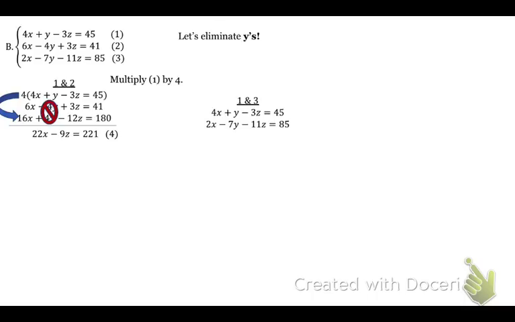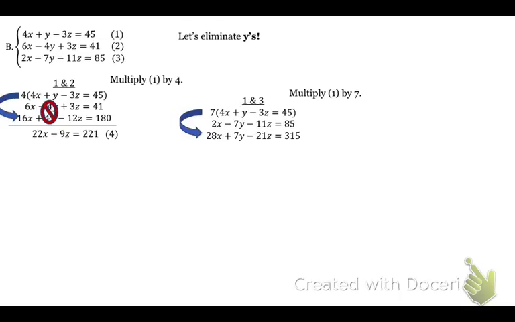Now let's look at equations 1 and 3. I'm going to multiply equation 1 by 7. So that's going to be 7 times 4x plus y minus 3z equals 45. So you get 28x plus 7y minus 21z equals 315. Those y's cancel. I get 30x minus 32z equals 400. And I'm going to call that equation 5.